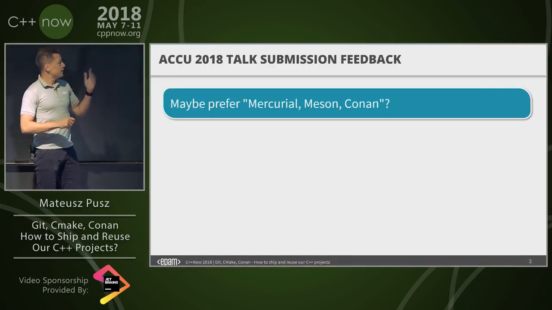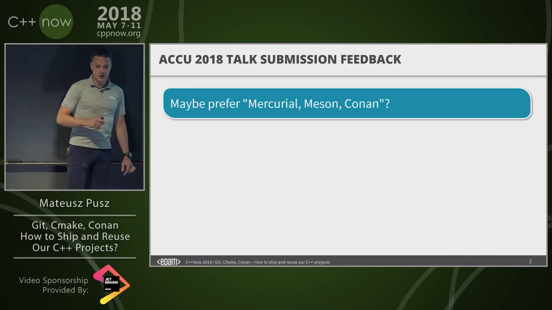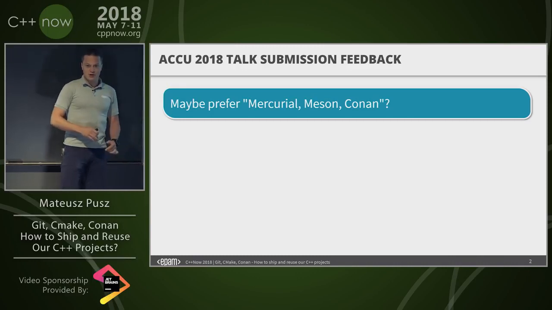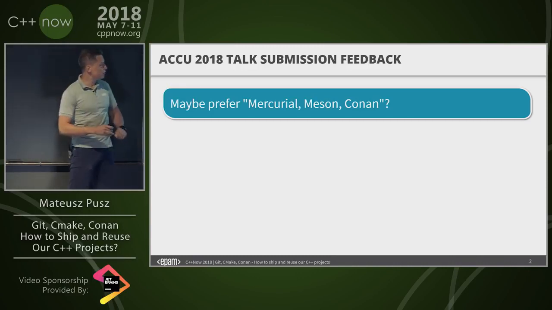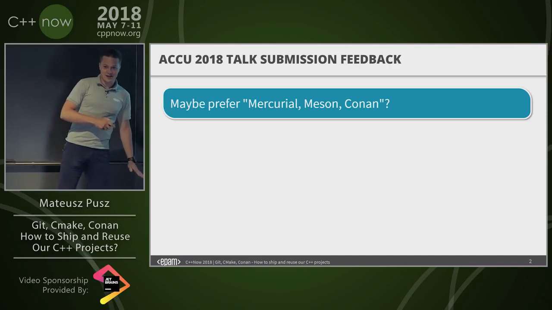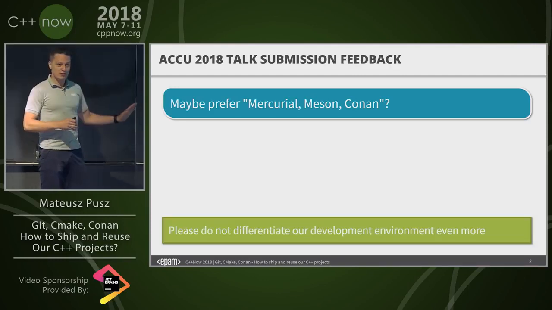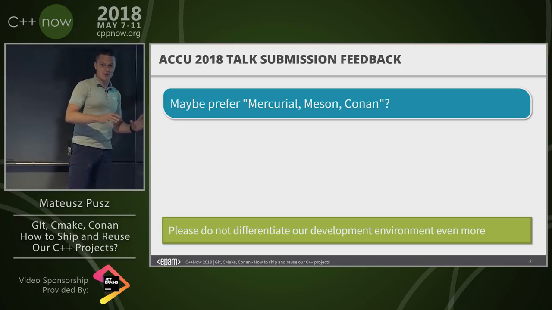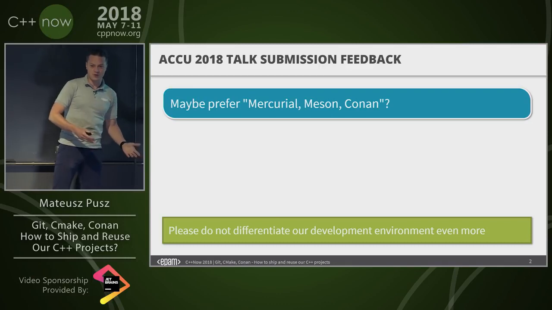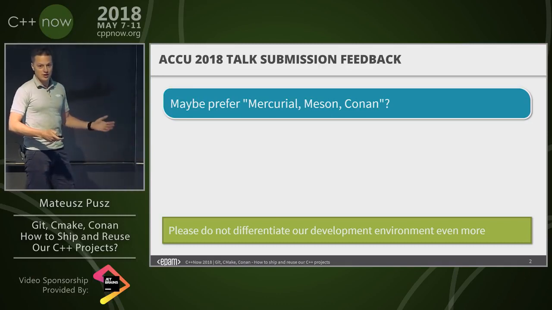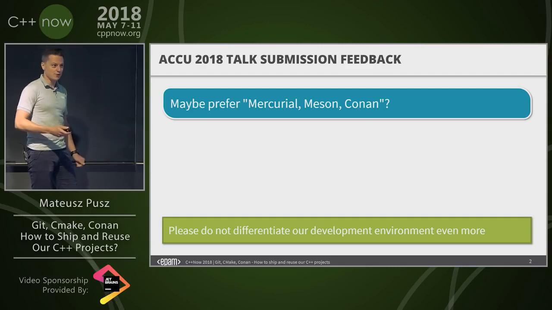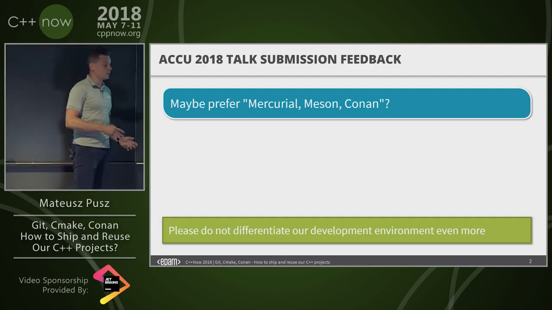When I was trying to submit this talk to ACCU, I got feedback that maybe I should rather consider such a subject as Mercurial, Meson, Conan, and I said no way. We have already standardized something in our environment. We use Git, we use CMake. Let's not try to differentiate our environment anymore. So I would stay with Git and CMake. Maybe this is not our favorite tool, but it seems to be an established standard already.